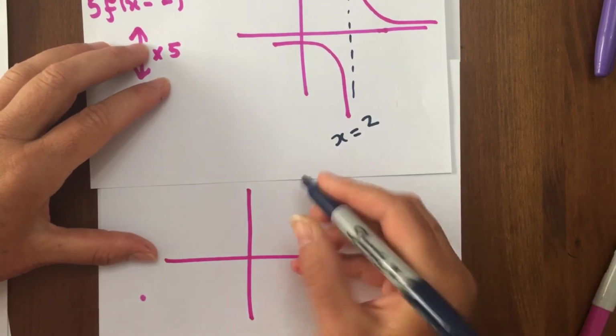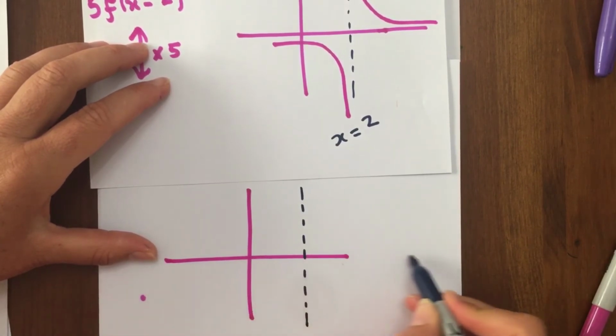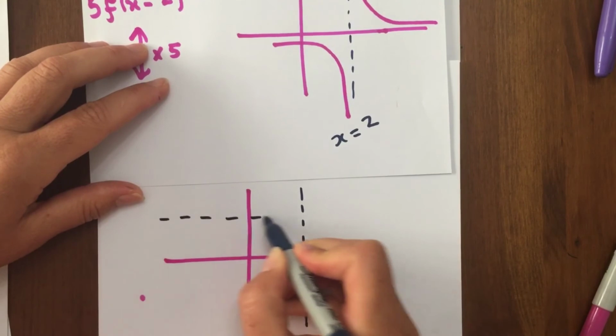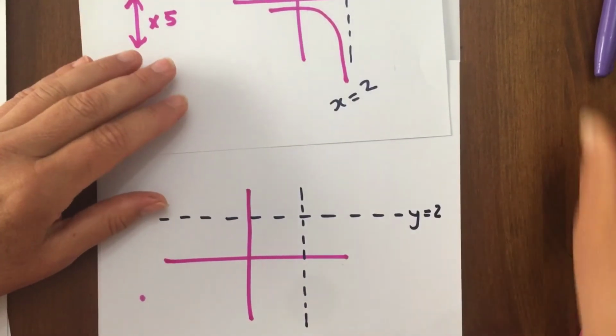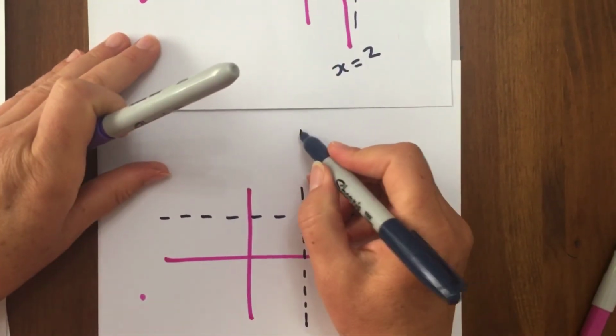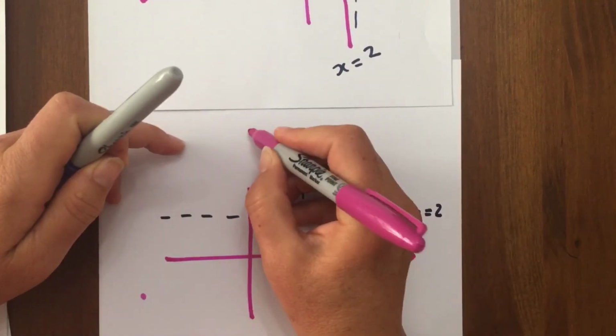So this asymptote will stay the same, x equals 2. This asymptote here at y equals 0 will now move up to y equals 2. So my graph is now going to look like, let's just make these asymptotes bigger. Okay, just make the x and y axis longer.